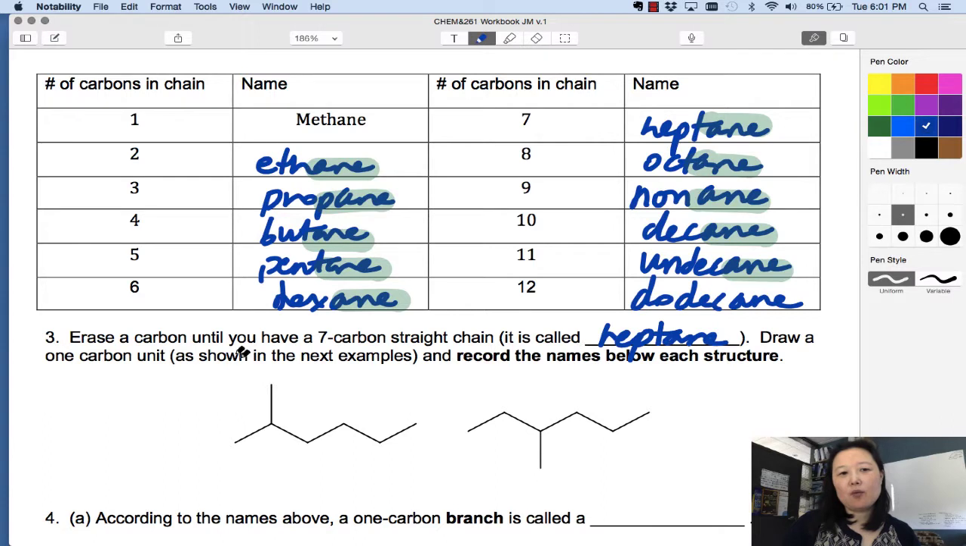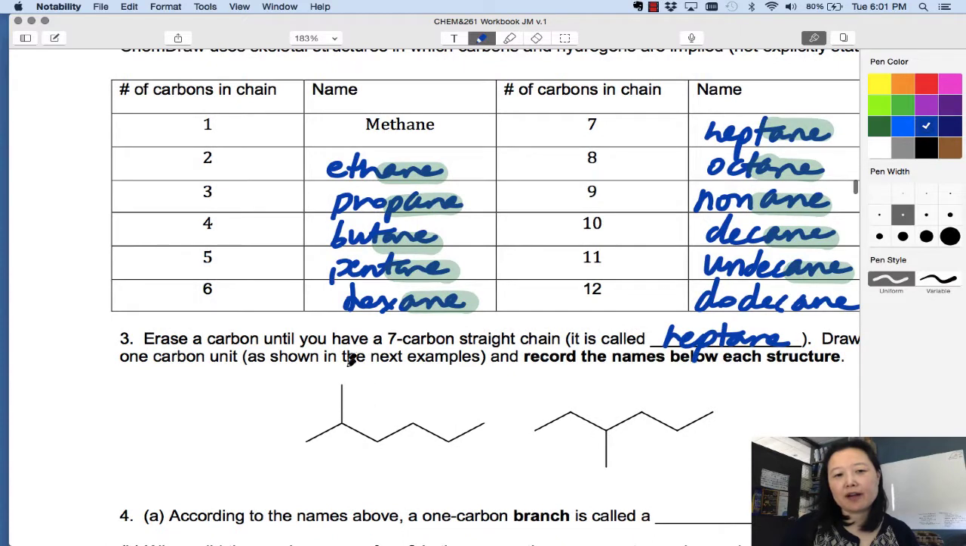Now let's draw a 1-carbon unit and record the names. So we have a 1, 2, 3, 4, 5, 6, and then we have a group branched off of one of the carbons. So first, I want to point out that these have 7 carbons total. So this is 7 carbons, this is 7 carbons. 1, 2, 3, 4, 5, 6, 7. When you have a straight chain, it's called N, for normal chain or straight chain, and then 7 carbons is heptane.